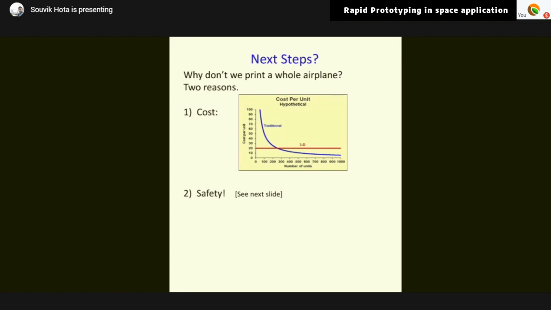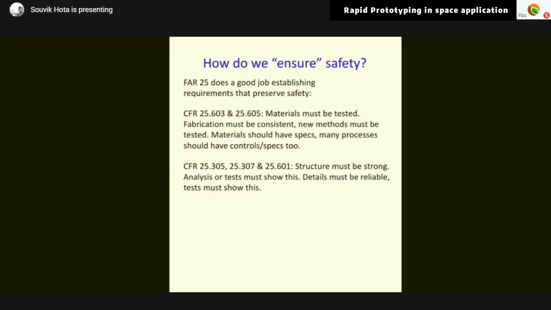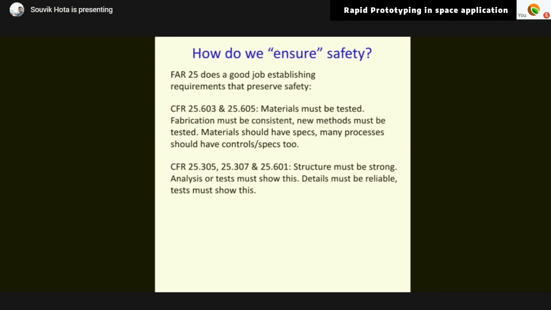For that, we have to consider FAR 25. We know FAR is nothing but Federal Aviation Regulation, and these rules are prescribed by the Federal Aviation Administration, and all aviation activities are regulated by FAR, and this regulation is a part of Title 14 of the Code of Federal Regulations, that is CFR. Here, CFR 25.603 and 25.605 describe that the material must be tested, fabricated, must be consistent, and new methods must be tested.